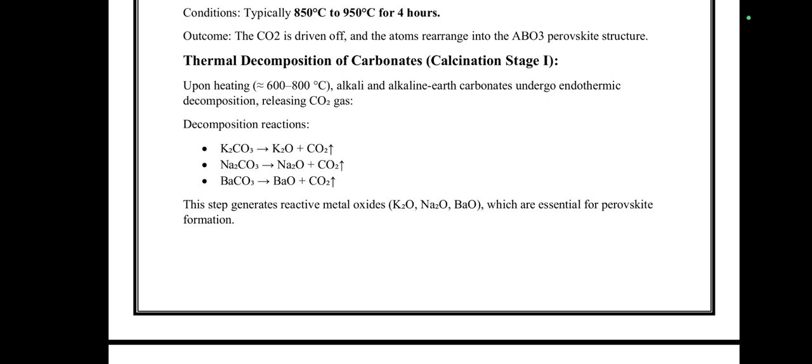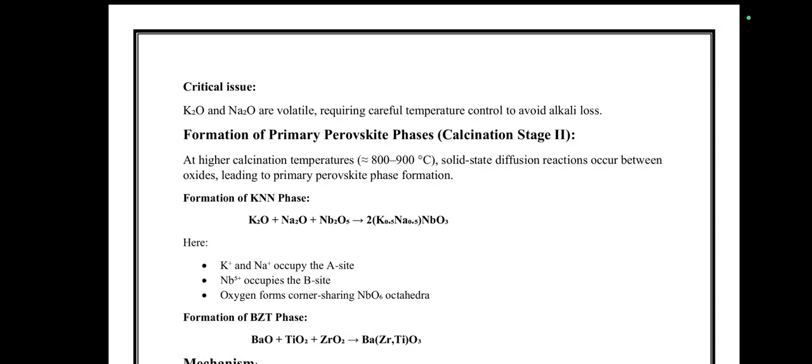Potassium carbonate decomposes into potassium oxide, and carbon dioxide is evolved. Secondly, sodium carbonate converts into sodium oxide plus carbon dioxide, and barium carbonate into barium oxide and carbon dioxide. This step generates reactive metal oxides, potassium oxide, sodium oxide, and barium oxide, which are essential for perovskite formation. Critical issue during stage 1 is potassium oxide and sodium oxide are volatile, requiring careful temperature control to avoid alkali loss.